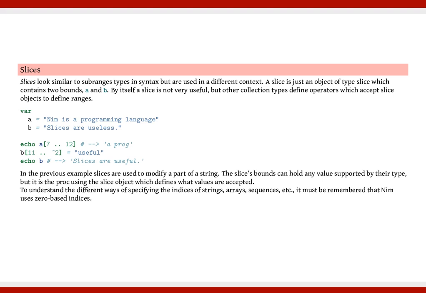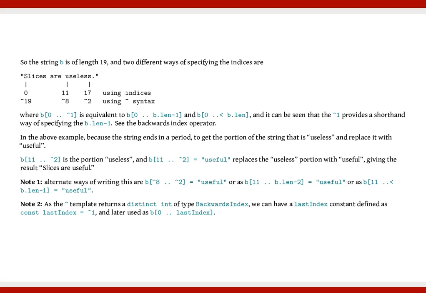To understand the different ways of specifying the indices of strings, arrays, sequences, etc., it must be remembered that Nim uses zero-based indices. So the string b is of length 19, and two different ways of specifying the indices are: "Slices are useless." with 0..18 using indices, and 19..8..2 using ^ syntax. Where b[0..^1] is equivalent to b[0..b.len-1] and b[0..<b.len], and it can be seen that ^1 provides a shorthand way of specifying b.len-1. See the backwards index operator.